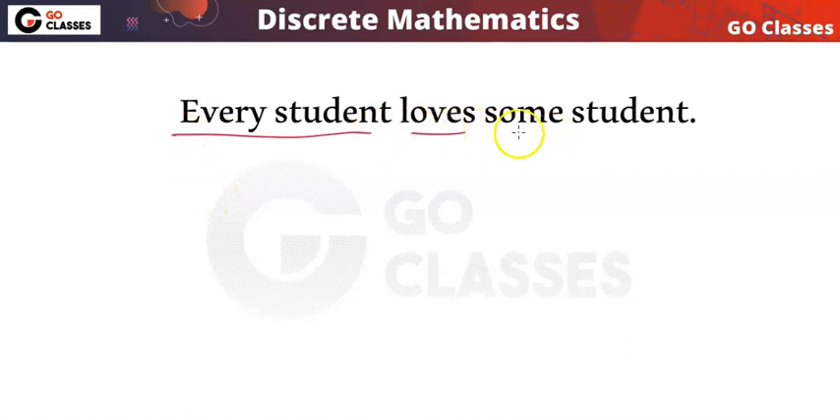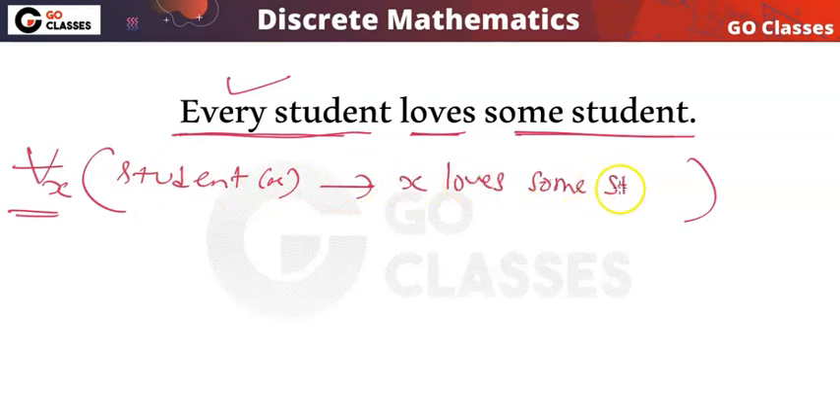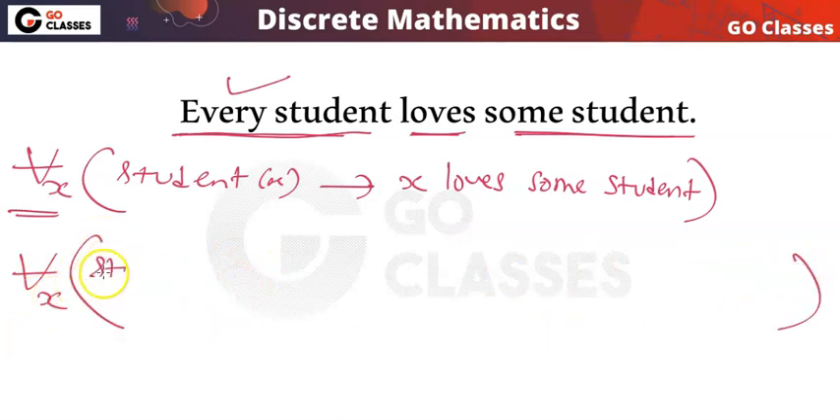Every student loves some student. It means again it is similar. In the last example we had every student loves someone, but in this example we have every student loves some student. So we can say for all X, if X is a student, then X loves some student. Correct? Now very simple. For all X, if X is a student, then X loves some student.